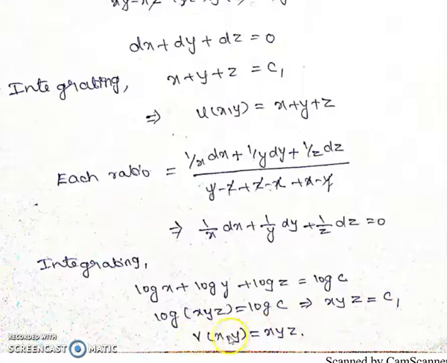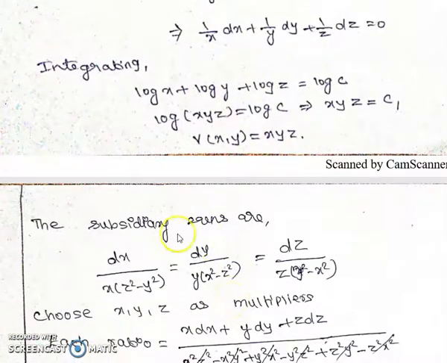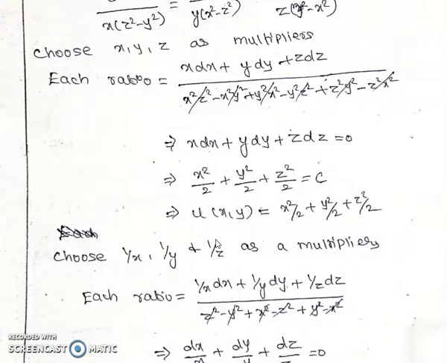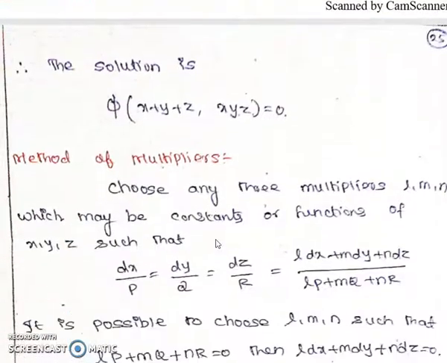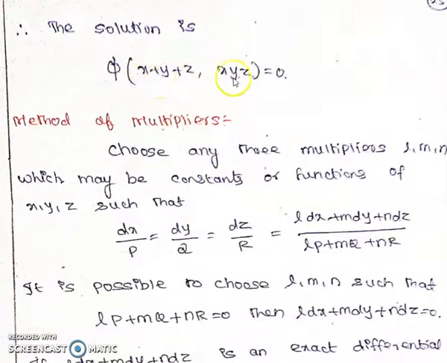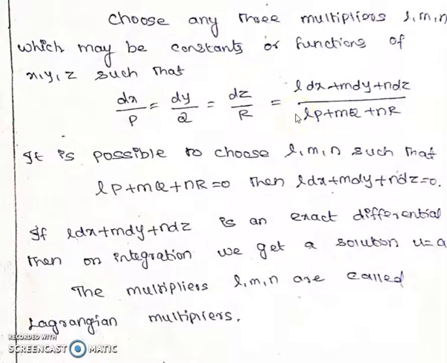So this one we take v of x comma y is equal to xyz. So we got the u and v value. Therefore the solution is phi of x plus y plus z comma xyz is equal to 0. So next we go into the method of multipliers.